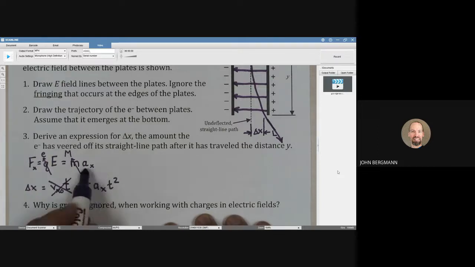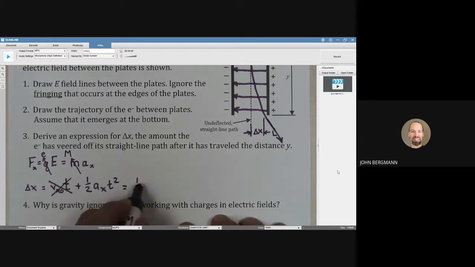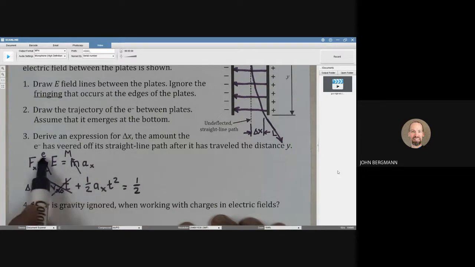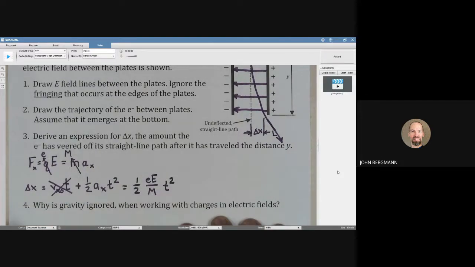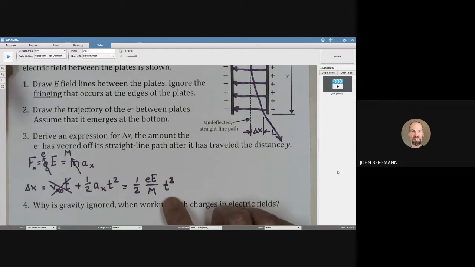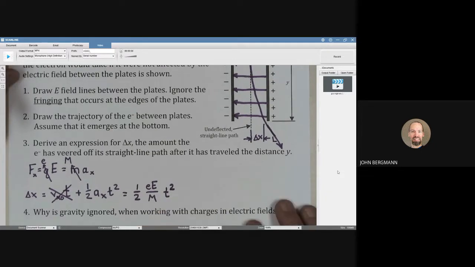We now can figure out what ax is. Let's go ahead and simplify this as much as we can. I think we're going to have the 1/2 there. And then the acceleration in the x direction, isn't it going to be little e times big E divided by m? And then there's our t squared there. All of our variables in our answer need to be variables that are given in the problem. And that is the case for all of these except for time. Time is not given. So is there anything else in the problem?